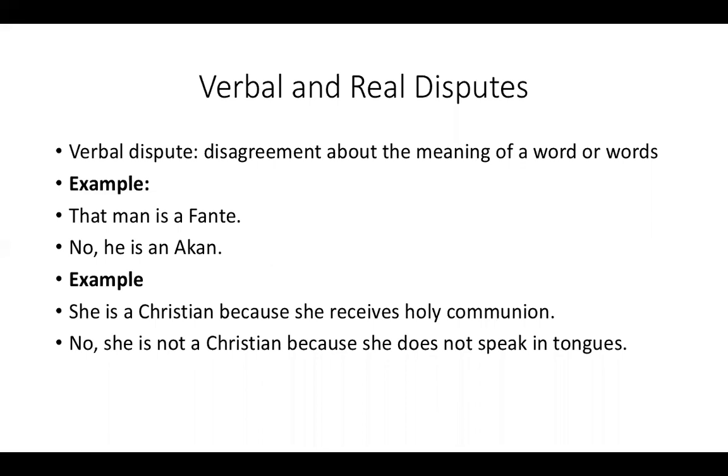This is another topic. Verbal and real disputes. Verbal disputes: disagreement about the meaning of a word or words.